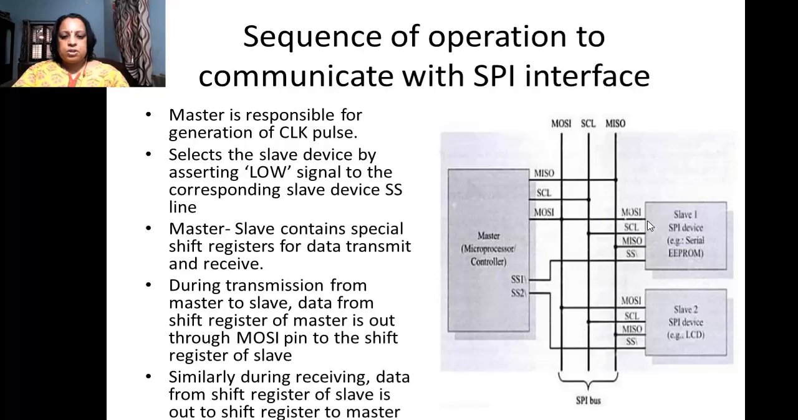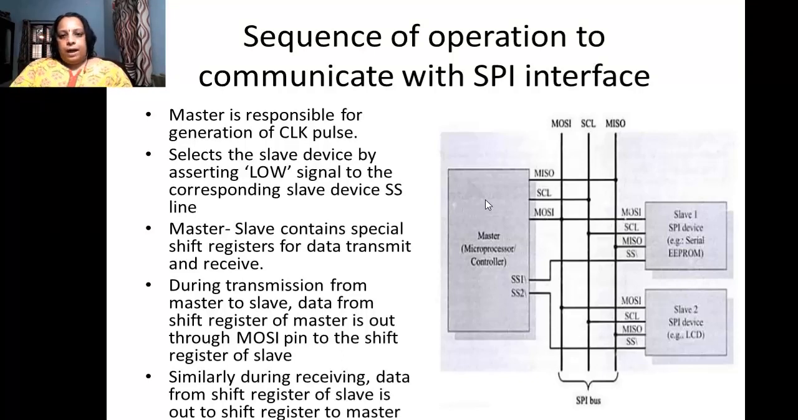Similarly, during reception, the data transfer will occur from the slave shift register to the master shift register. Which line is being selected here? The line on which the data transmission occurs is master in, slave out, that is the MISO line. Here the data transfer occurs. So this is how the sequence of operation occurs in the serial peripheral interface.